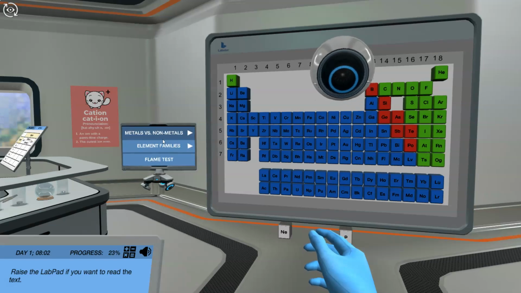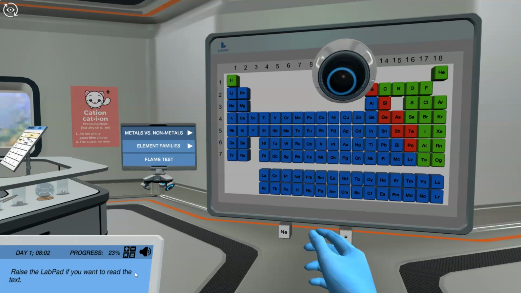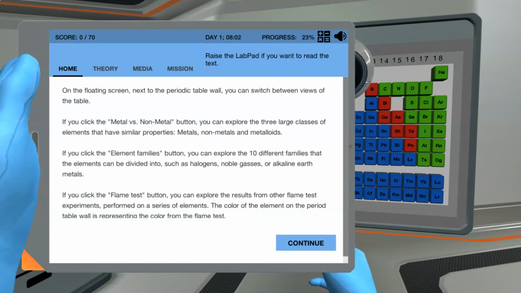If you click the metal versus non-metal button, you can explore the three large classes of elements that have similar properties: metals, non-metals and metalloids. If you click the element families button, you can explore the 10 different families that the elements can be divided into, such as halogens, noble gases, or alkaline earth metals.